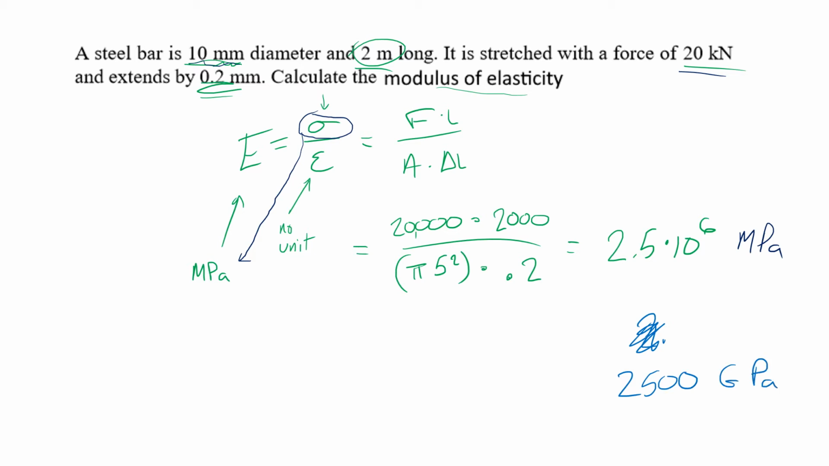Or you could go 2.5 terapascals if you want, but usually giga is something they use more often. All right, let's try another one.